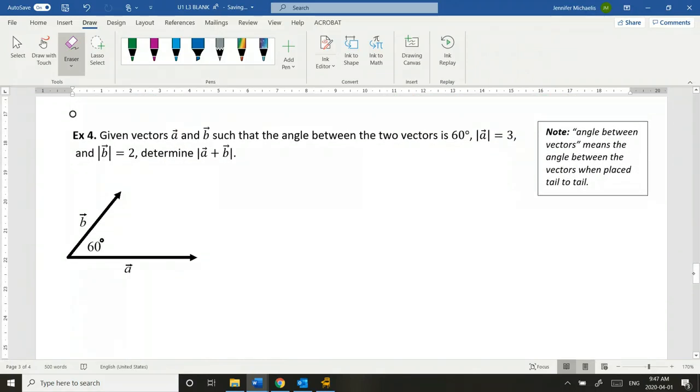Okay, one important thing to know as we move forward is whenever you're told an angle between two vectors, it's the angle when the vectors are placed in a tail-to-tail formation. So if this question, for example, tells us that vectors A and B have an angle of 60, we'll have to arrange those in the tail-to-tail method, and that 60 degrees is the angle at the two tails. We also know that the magnitude of A is 3, and the magnitude of B is 2.